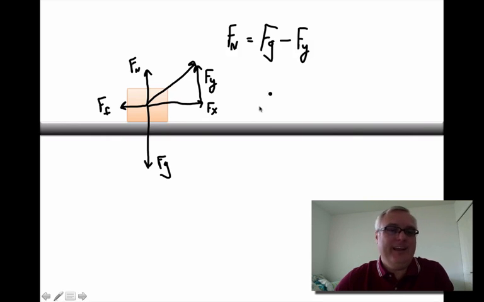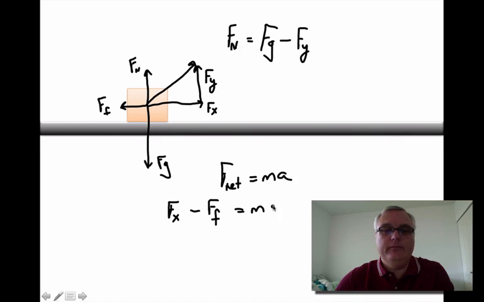So you have to take that into account when you're writing your equation for the net force. You'll have an x component acting to the right, causing an acceleration, and a force of friction acting to the left, trying to oppose that motion. And this force of friction will change depending on the direction of the force that you're exerting, whether it's up or down. This friction force will change, and that will affect the acceleration.